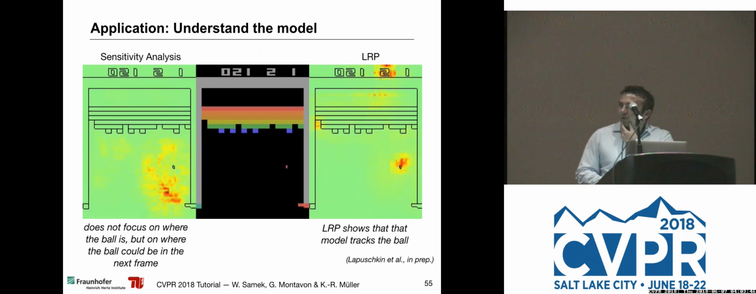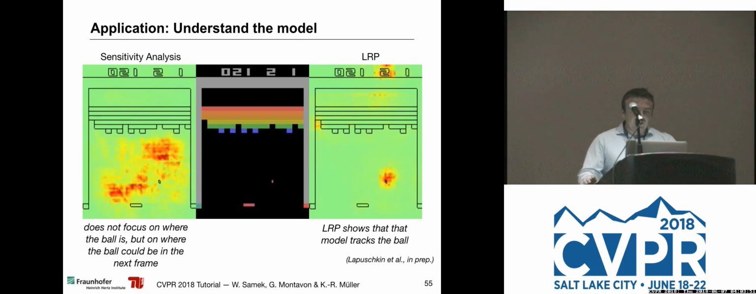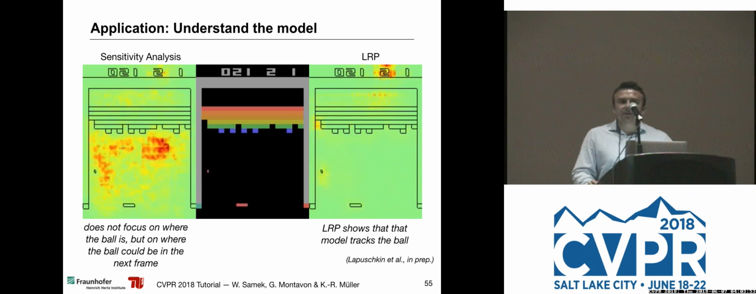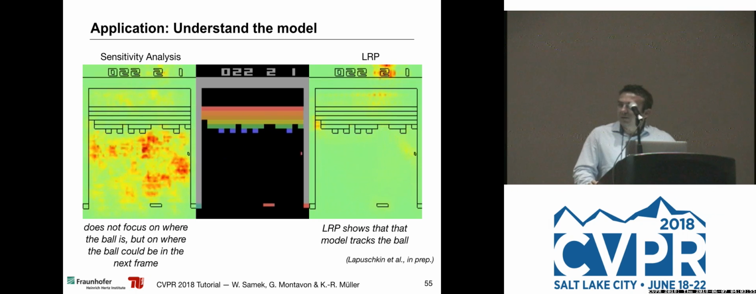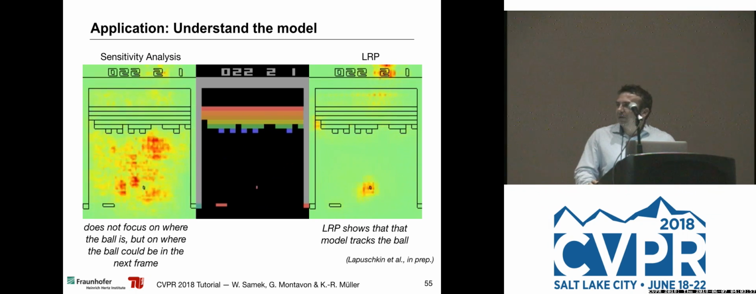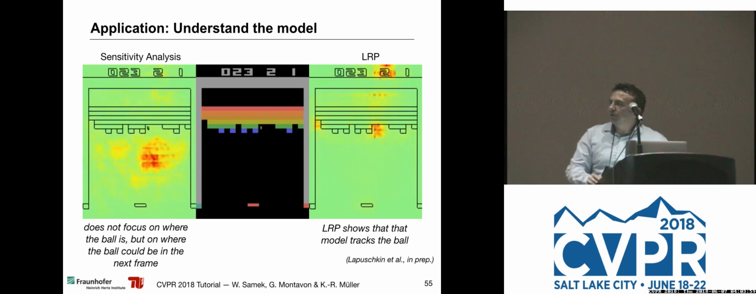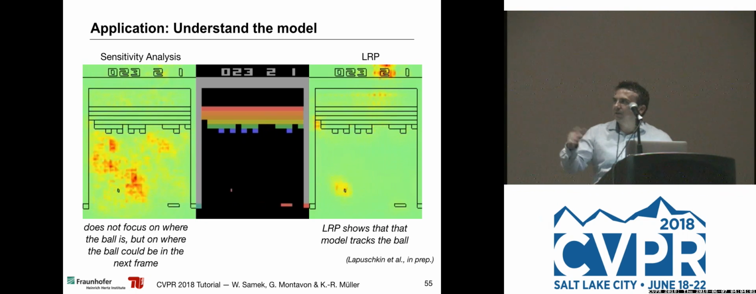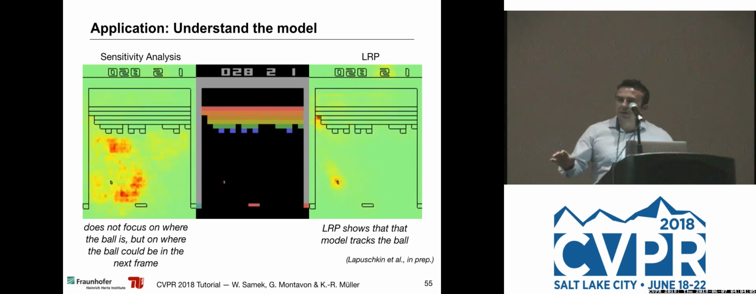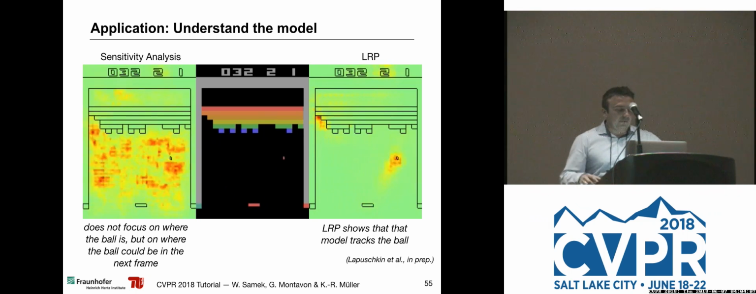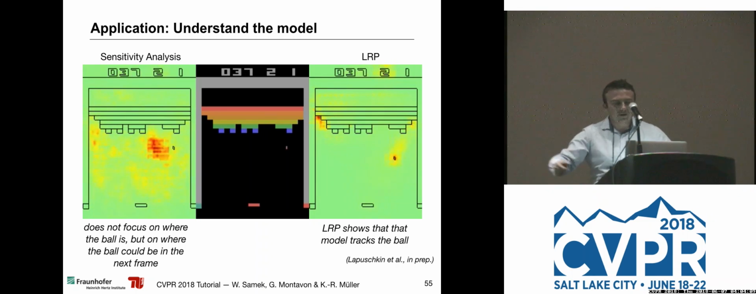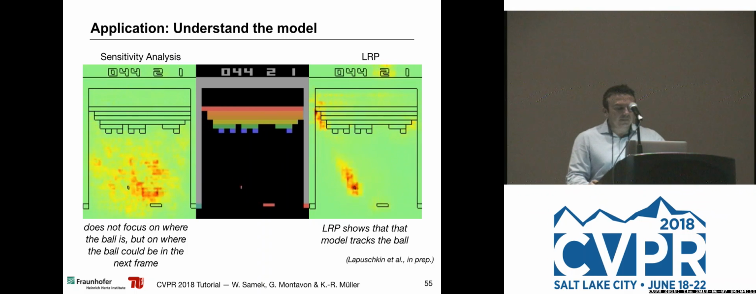One of our favorite LRP applications is this one, where we play these Atari games and see the relevance. On the right side you see the LRP relevance. On the left side you see what you get when you use sensitivity. You see that LRP really focuses on where the ball is, whereas sensitivity focuses on where it could be in the next frame, not where it is.